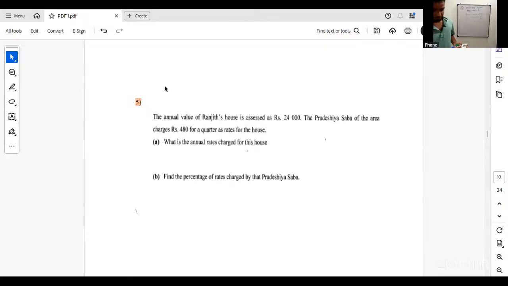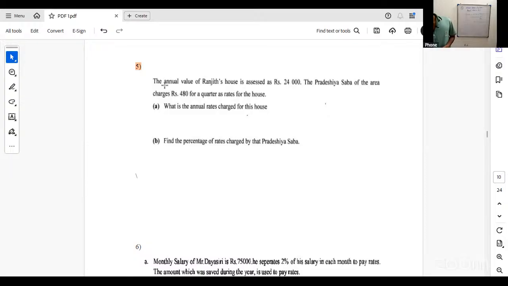Then I gave the fifth question. You can take this down if you haven't written it. It's a simple one. Question number 5. The annual value of Ranjit's house is assessed as 24,000. Now it's a rates question. The Pradeshiya Sabha of the area charged 480 for a quarter as rates. Important point: for a quarter as rates. Remember this one.